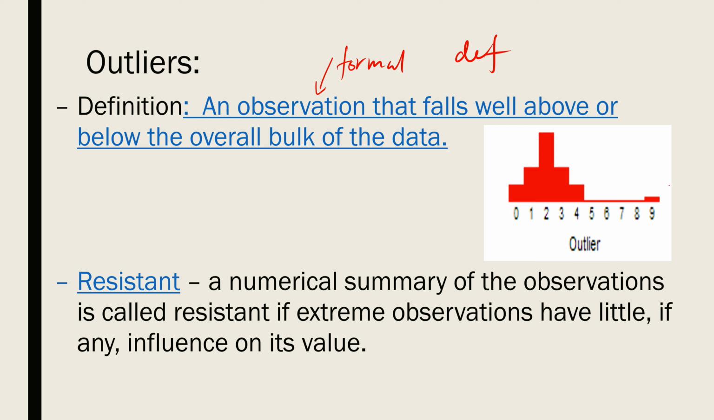So in a histogram, if you find an isolated bar, it implies the existence of an outlier. A numerical summary of the observation is called resistant if extreme observations have little, if any, influence on its value. So resistant is a good property.